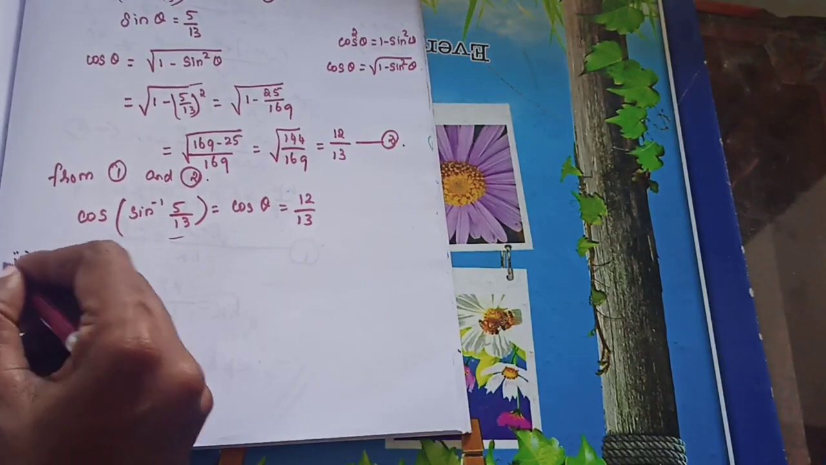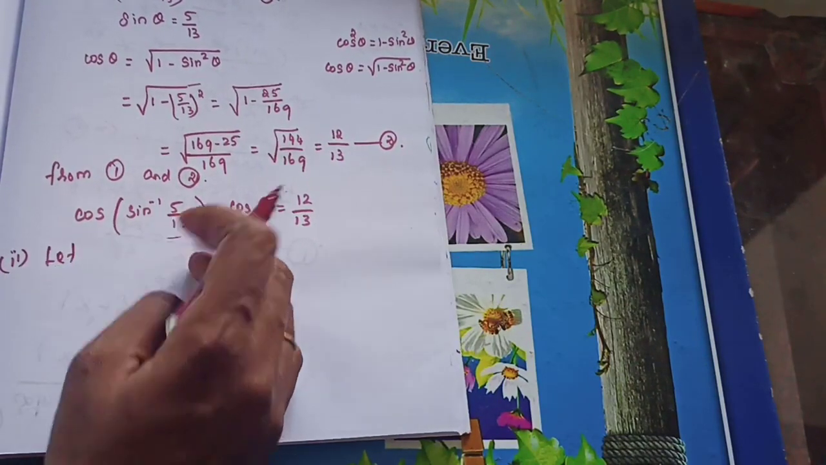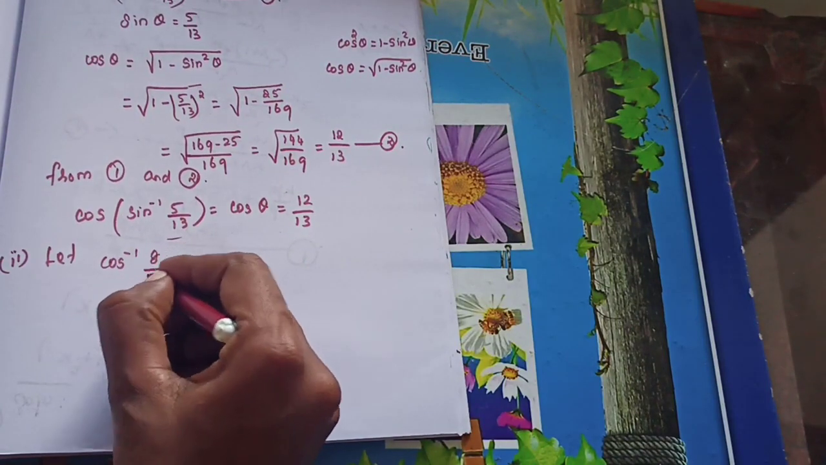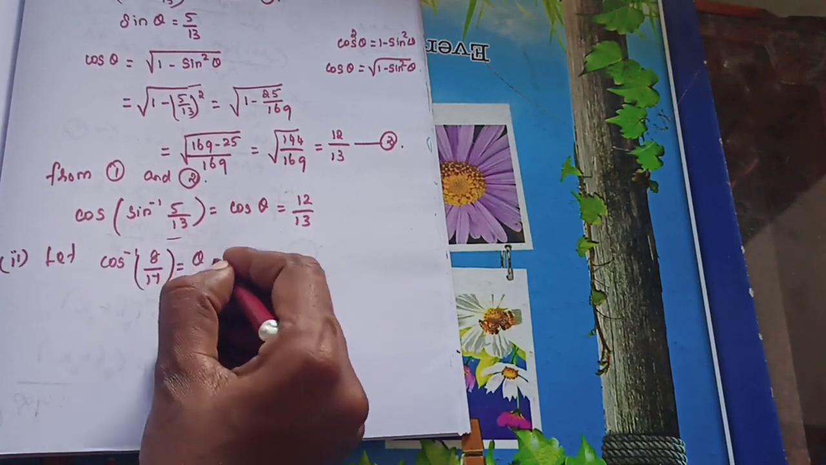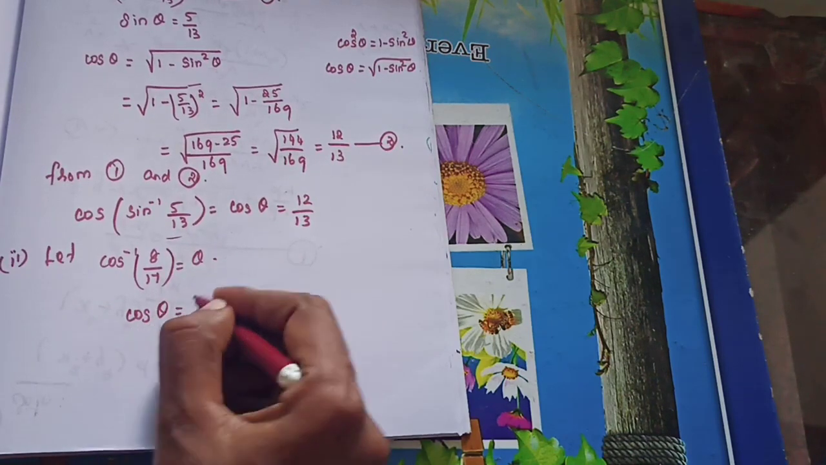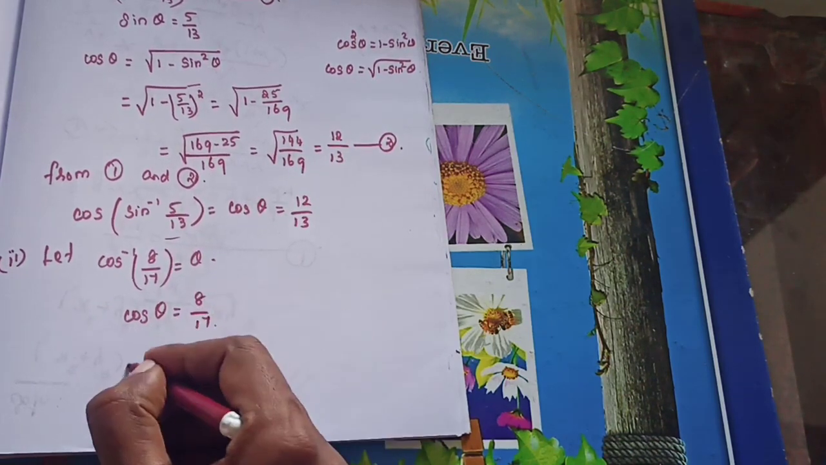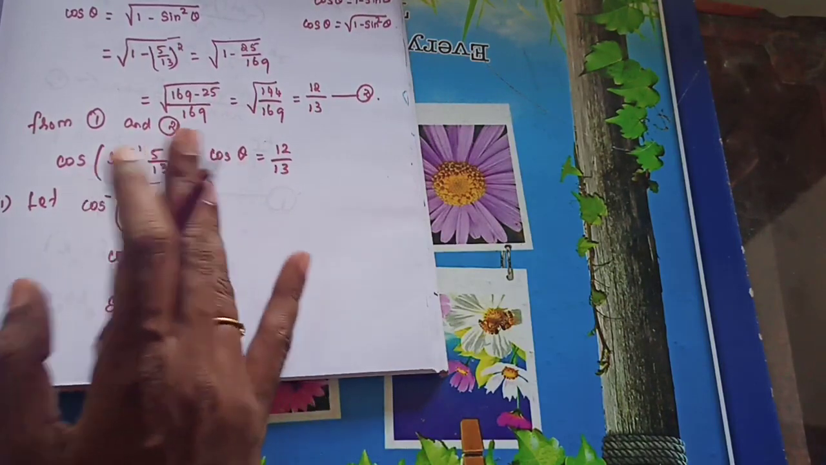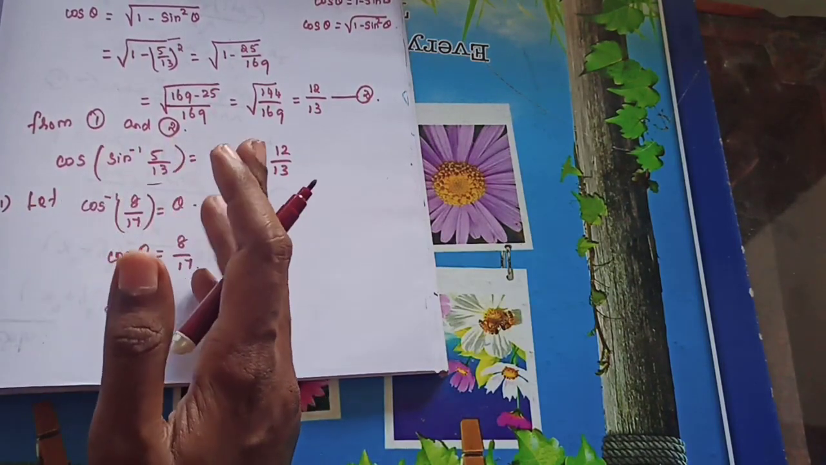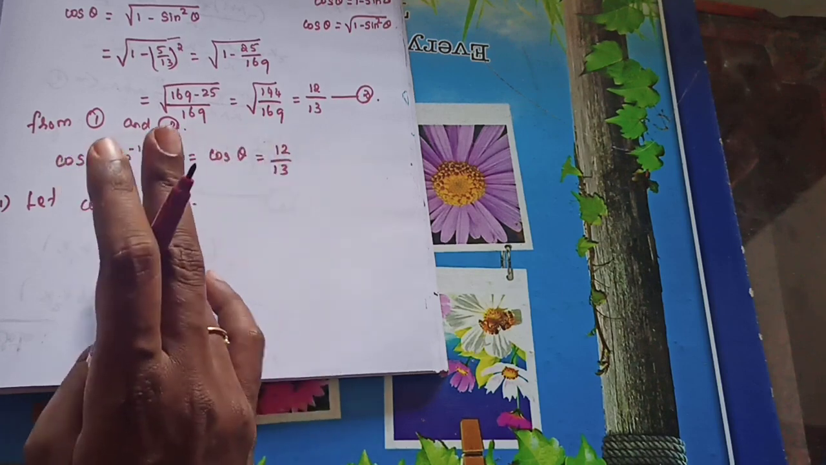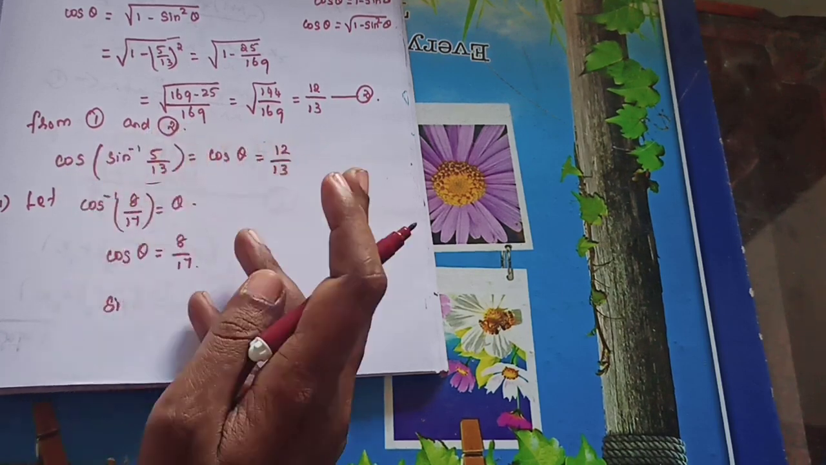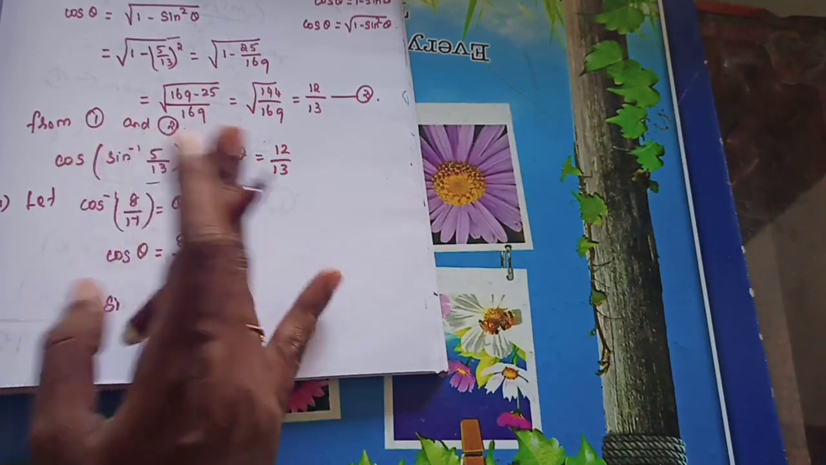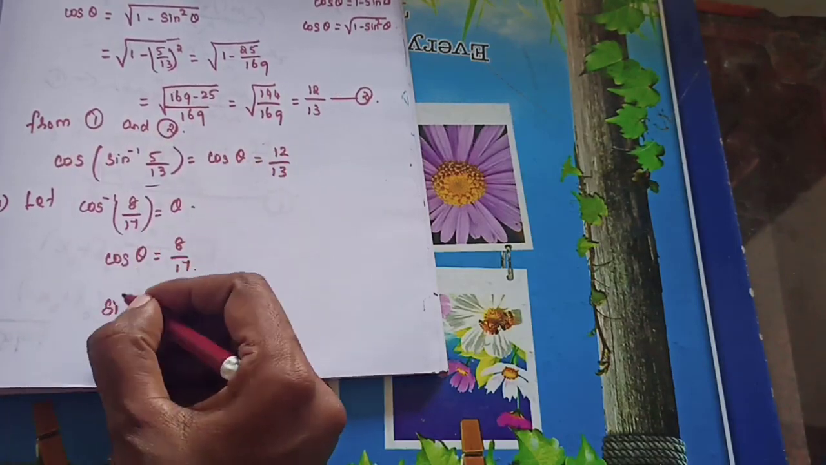Okay, part number 2, same as this one. What is inside the bracket? Cos inverse of 8 by 17 equal to theta. So cos theta equal to 8 by 17. From this you need to find sin theta value. Keep in mind that outside it is tan. In the last problem, whatever was outside the bracket, that value you found directly. Here we can't do it for tan, because we only know the formula relating sin and cos. So we are finding sin theta value first.